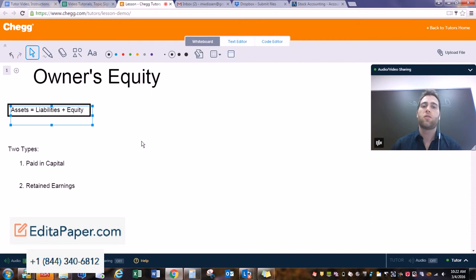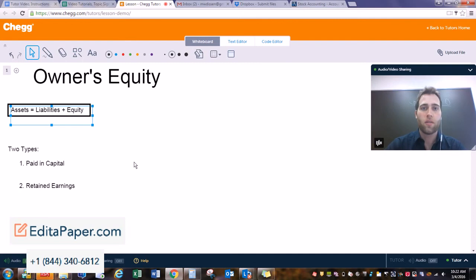So there's actually two ways that a company can get equity. One is paid in capital. That's, for instance, say you start a company brand new and you give $5,000 to that company. You don't expect it back. You're just giving that money to the company so you can get started. That's going to be owner's equity, $5,000 in owner's equity. It's going to be cash, $5,000, and equity, $5,000. That belongs to the company. It gets to keep it and doesn't owe it back.